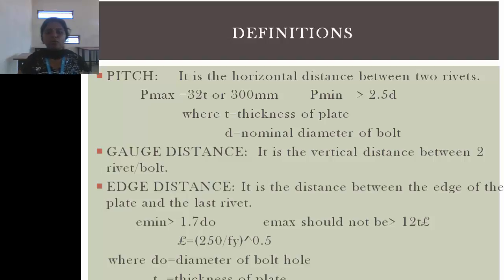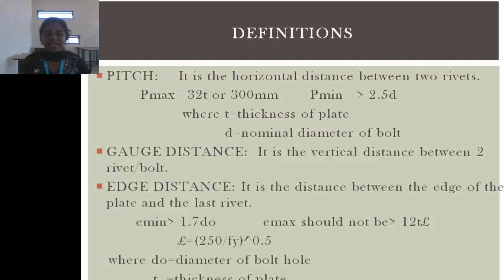Definition. Before designing a connection, we should be familiar with three important terms. One is the pitch, the other is the gauge distance, and the other is the edge distance. Pitch is nothing but the horizontal distance between the two rivets or bolts. This pitch maximum should be 32 T or 300 mm, whichever is minimum. P minimum should be greater than 2.5 D, where D is the diameter of the bolt and T is the thickness of the plate.